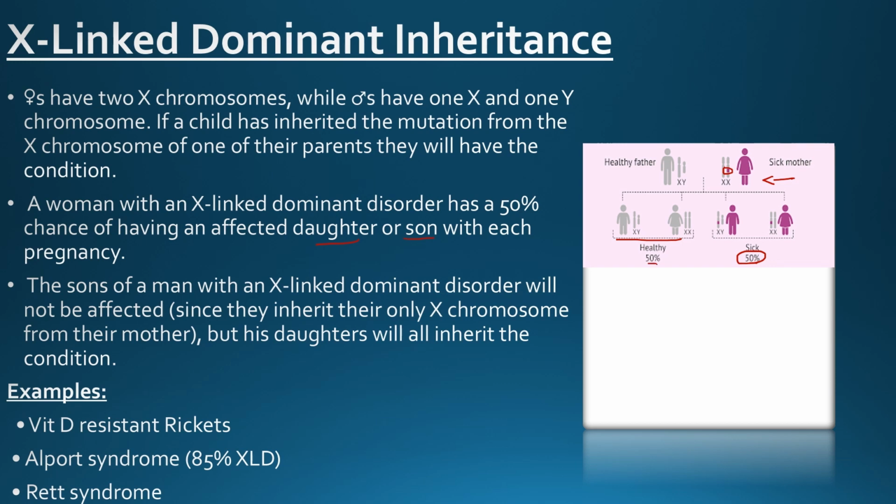So we learn that only one mutated gene is needed for the disease to manifest in the cases of X-linked dominant inheritance, whereas if the father has the disease, I'm marking it as XD, and if the mother is completely normal, let's learn how the offspring will be. I'm changing the color.